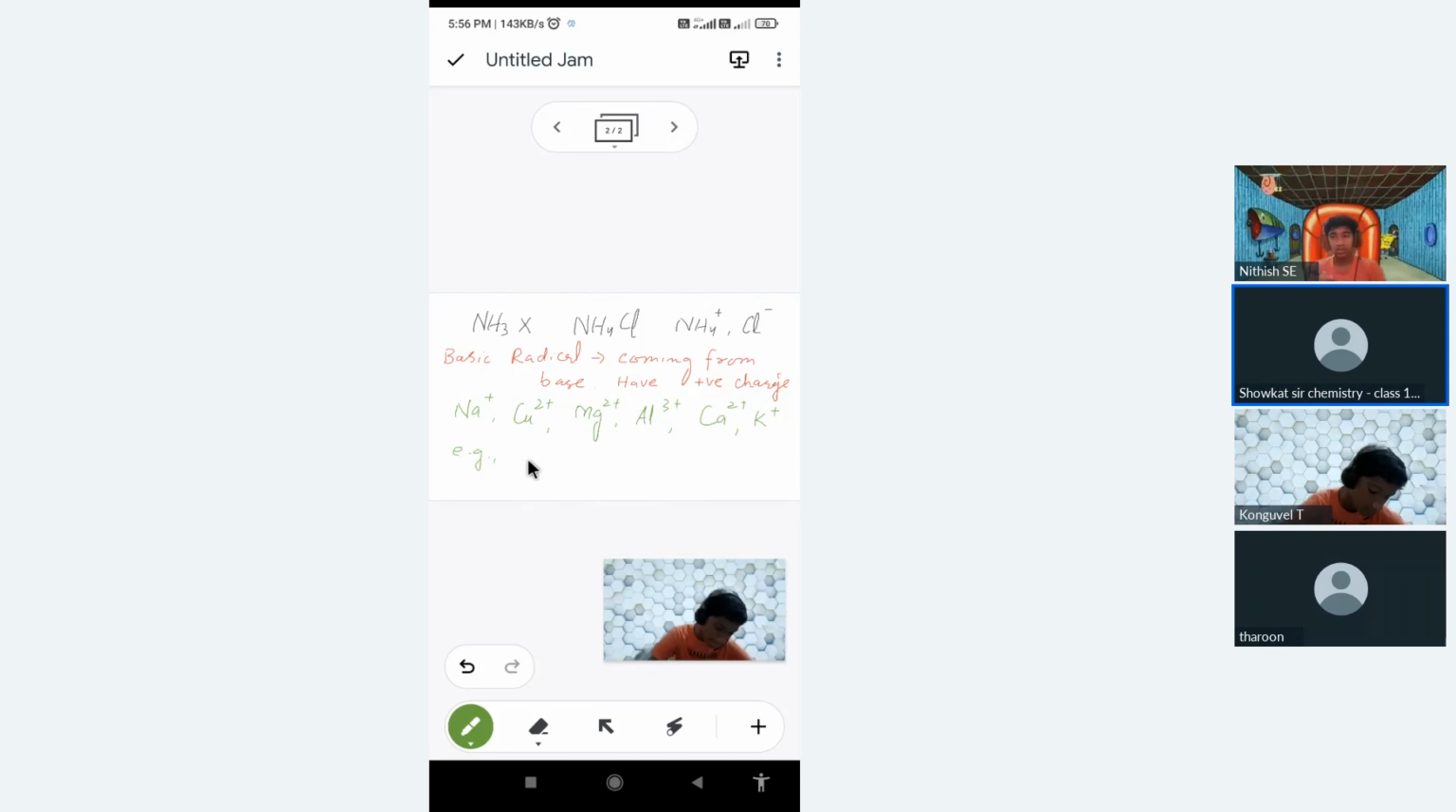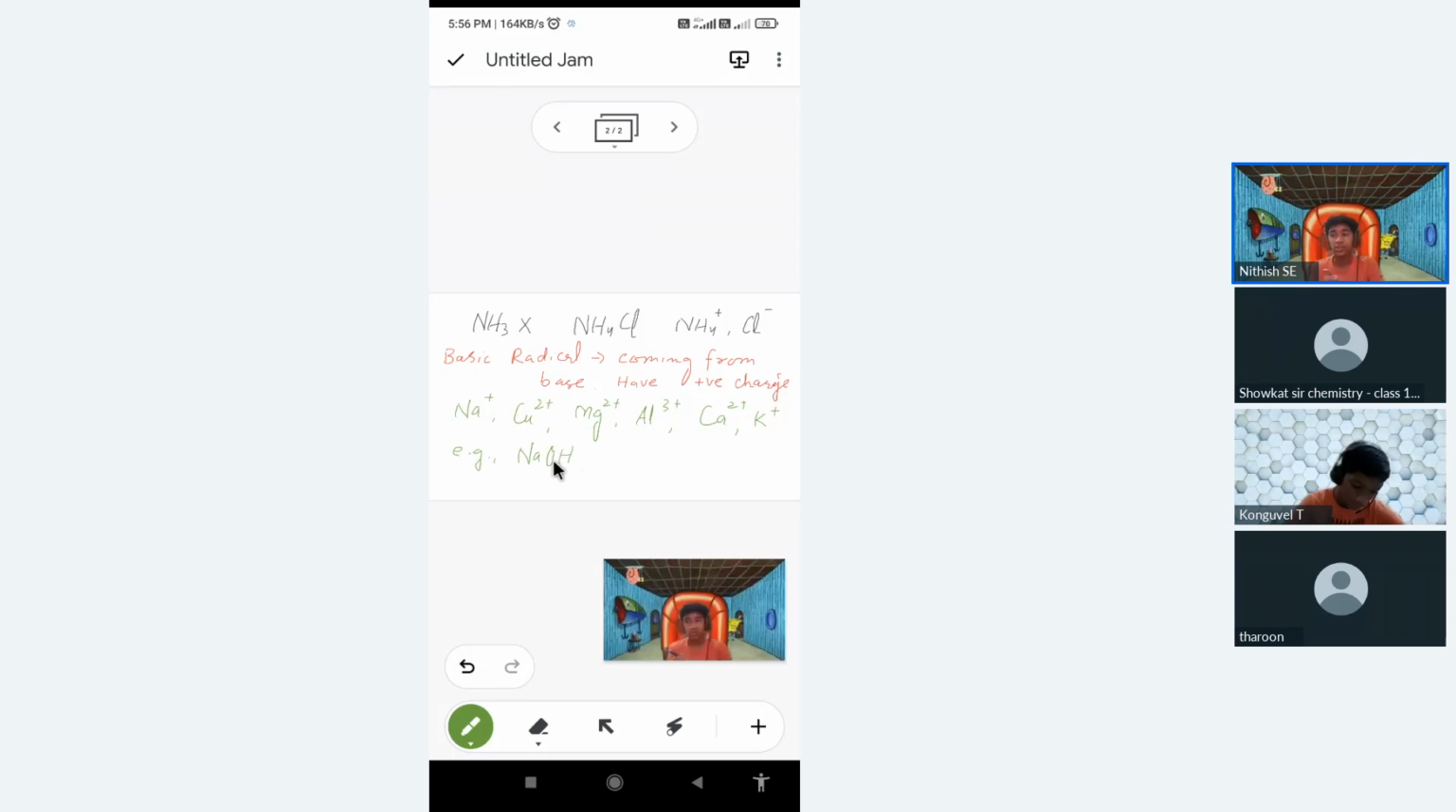For example, you are having NaOH, sodium hydroxide, so it is a base. Potassium hydroxide, it is also a base, isn't it? Similarly, Ca(OH)2, calcium hydroxide. So all these are your bases, and the ions which you will get from these are your basic radicals. You will get here Na+ and OH-. OH- will be your acidic radical, and Na+ will be the basic radical, exactly.